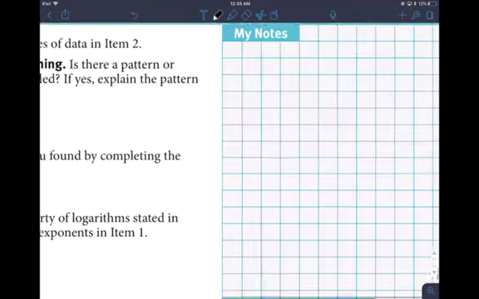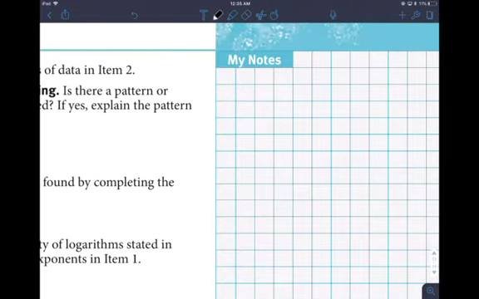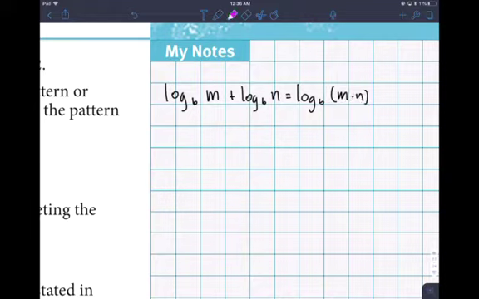So the only thing I'm going to add here is, if I have log base b of m plus the log base b of n, that is the same thing as the log base b of m times n. Again, notice that as long as you have the same base, you can simplify it. So, log properties.